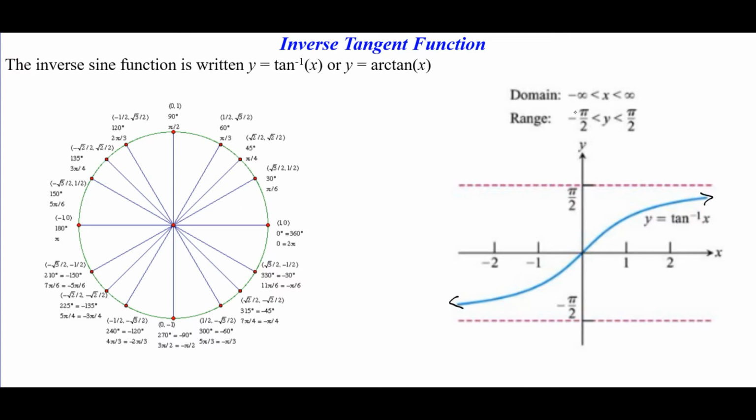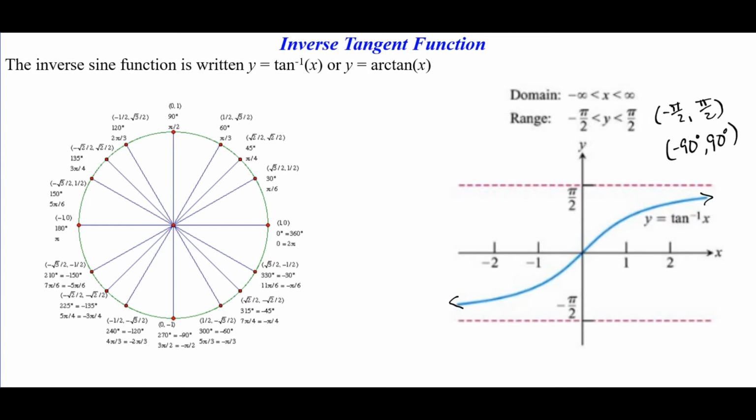So my domain is negative infinity to positive infinity, so all numbers, where my range is from negative pi over 2 to positive pi over 2, and those are asymptotes, so they're not included. So if we wrote that in interval notation, we would go negative pi over 2 to positive pi over 2. And again, in degree mode, that would be negative 90 degrees to 90 degrees.